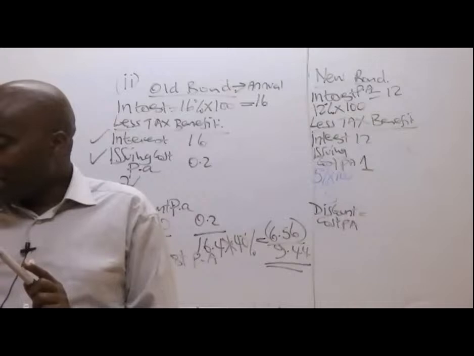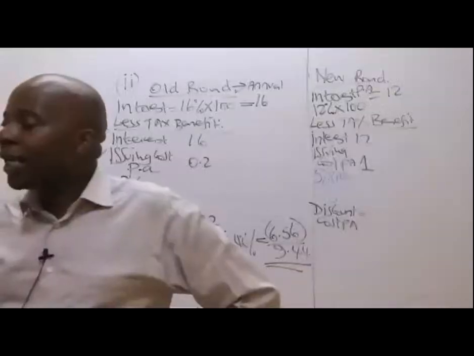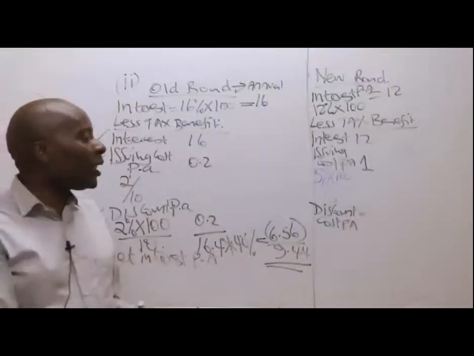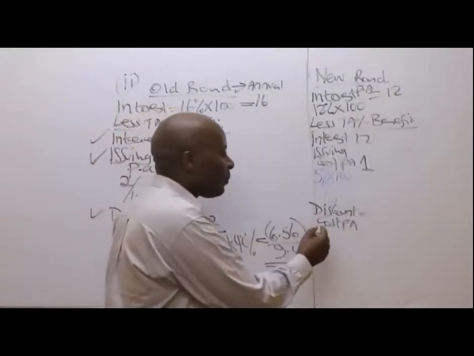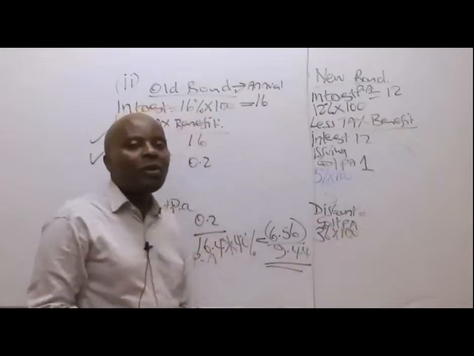Ladies and gentlemen, listen to me very well. Information about the new bond is given here, where they have told us that the discount is 3% of the par value. All students will get this discount. They will tell you it is 3% of 100. 3% of 100 gives us what?